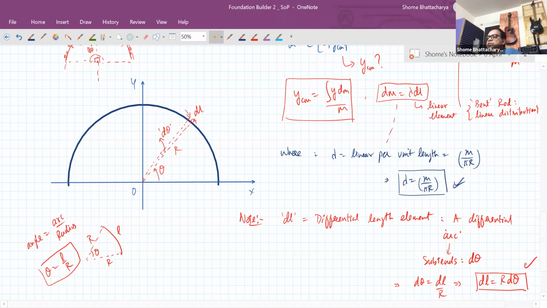First level of substitution, what I should replace dm with? I should replace it with lambda dl. Now second, how much is the value of lambda? It should be m upon pi r. But then what is the value of dl? It should be replaced with r d theta, because as per this diagram, any section of the semicircle is a small arc itself, dl, and that small arc is subtending an angle d theta. So its length dl can be expressed in terms of that very small angle d theta. So this is the method we have to use when we are integrating over the length of a circular arc.